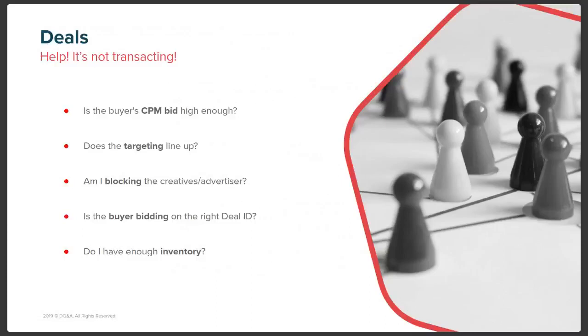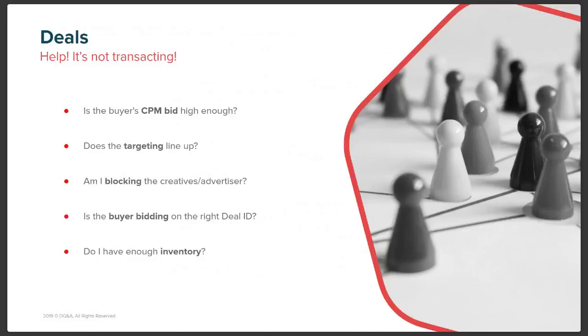A lot of the time we see problems with deals is when both buyer and publisher have extreme targeting layers. They've got audiencing, they've got device categories, they've got geography, they've got demographics, all of those kinds of things adding onto the targeting, and that's why the deal is not serving.